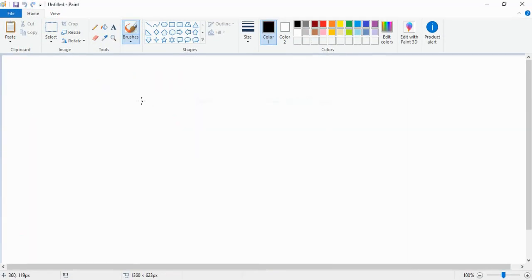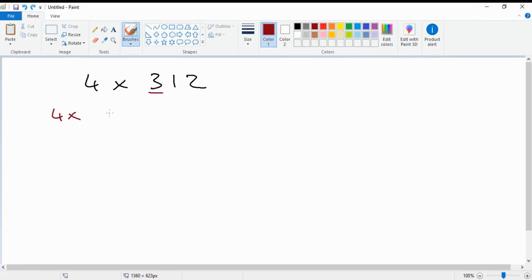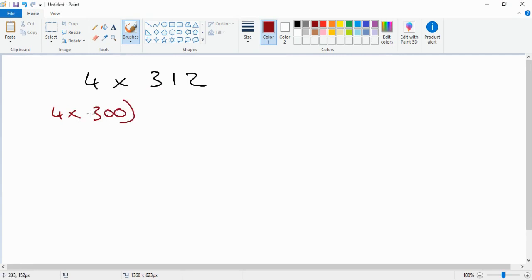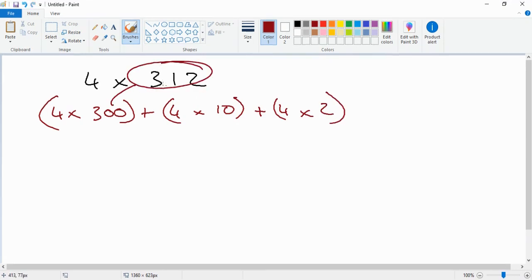Let's do another one. So let's say you had 4 times 312 and we wanted to solve that. We're going to decompose the 312 into the hundreds, the tens, and the ones. So 4 times 300 in brackets plus 4 times the 10 here, that in brackets, plus 4 times the 2 ones there. So we've decomposed the 312 into 300, 10, and 2 ones to help us solve. Then using our multiplication skills of multiplying by multiples of 10, hundreds, and thousands.